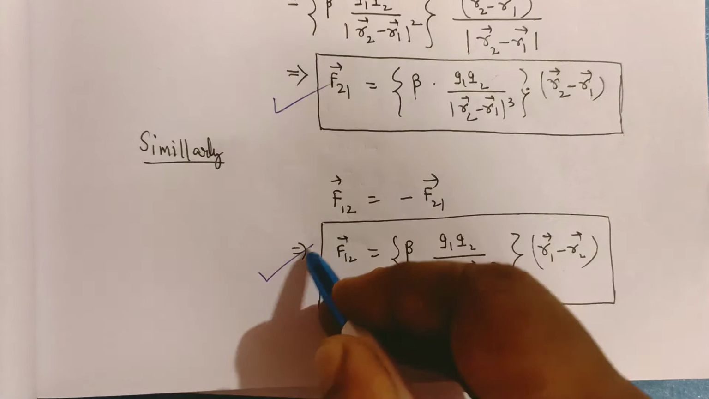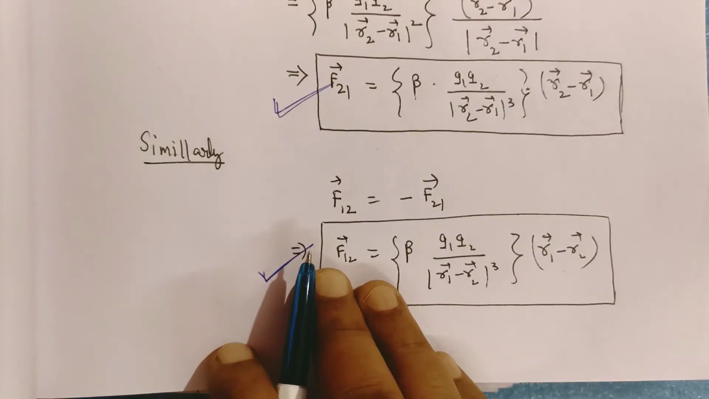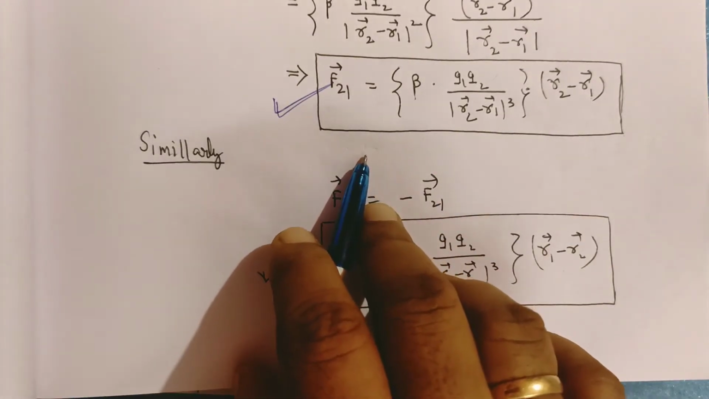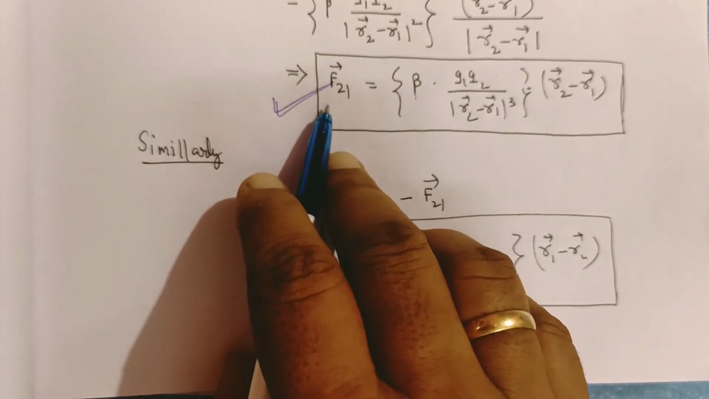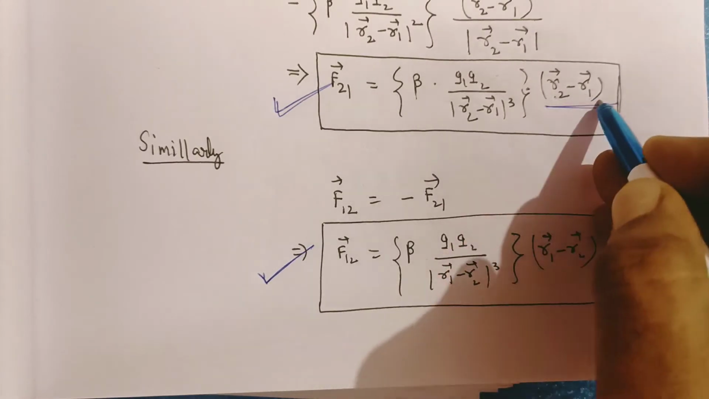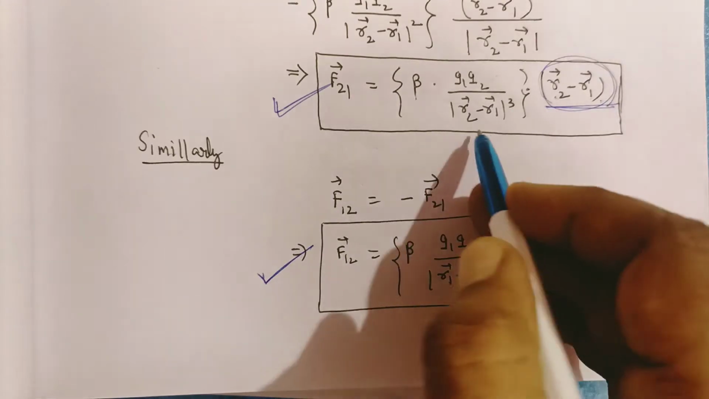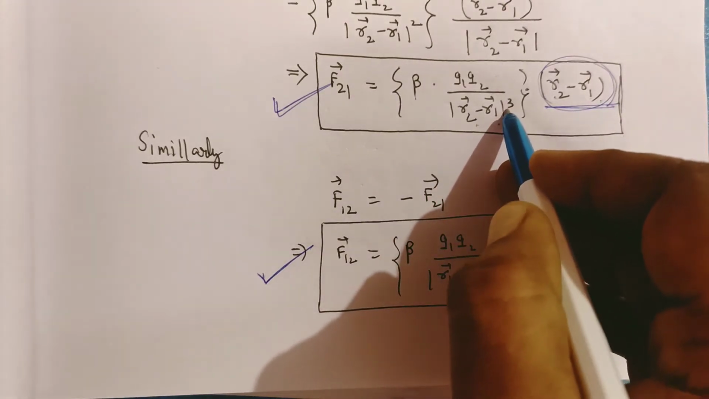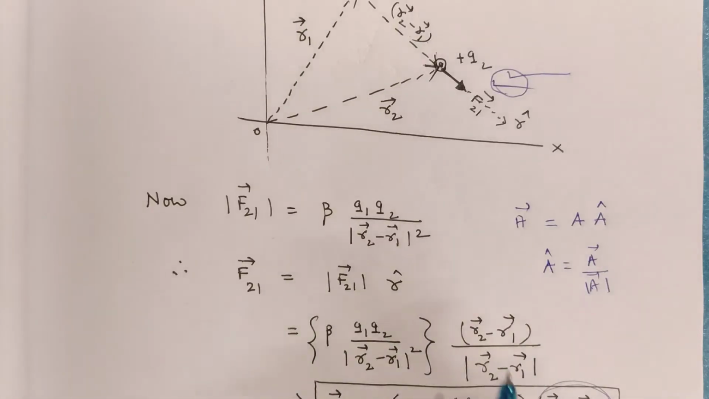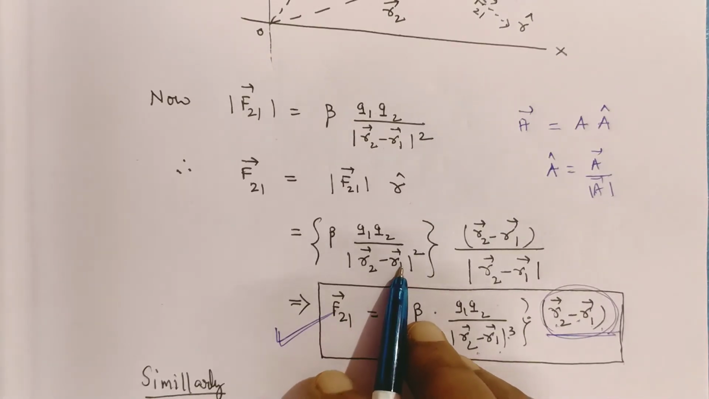So when you do the problem in vector form or component form, this is the usual formula you can use in your problem. I am repeating, how will you remember? F21 vector means its vector notation is R2 vector minus R1 vector. If it is represented in vector form, then it is the mod cubed of R2 vector minus R1 vector. But if it is represented in unit vector form, then it is represented as R2 vector minus R1 vector squared.